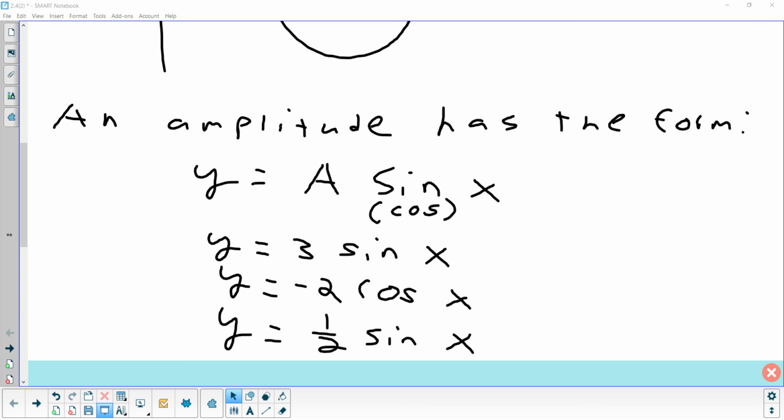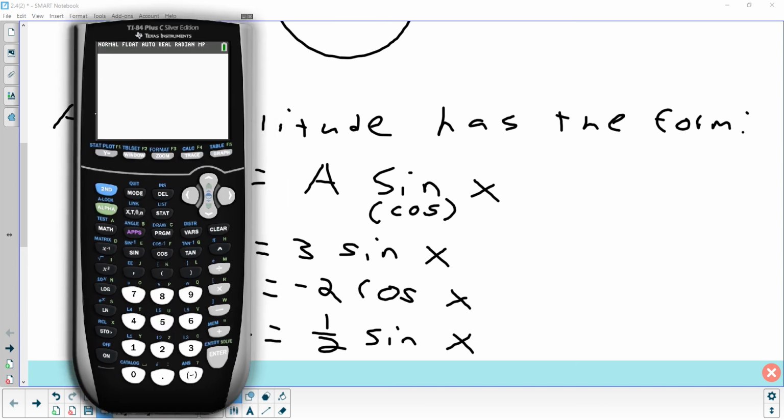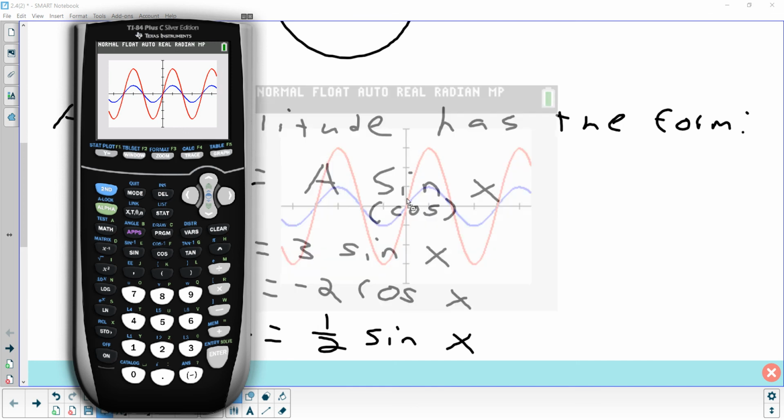Okay, let me show you on the calculator what this looks like. So let's type in sine x. And then I'll type in 3 sine x. And you can see what the difference is. So that's the original, just the basic sine function. And here's the one with a 3. So you can see what it did to it. By multiplying it by 3, it stretched it out 3 times as much.